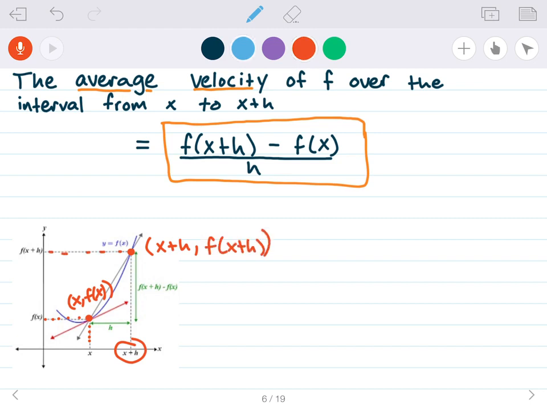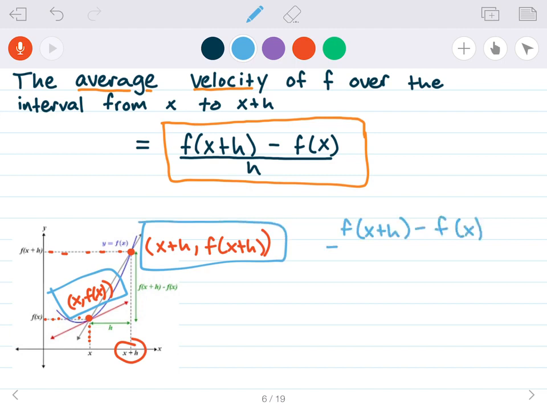Therefore, if we use our slope formula with these 2 points, y minus y over x minus x, well, these x's cancel out and we end up getting this in orange. Okay, so that is going to be our average velocity.